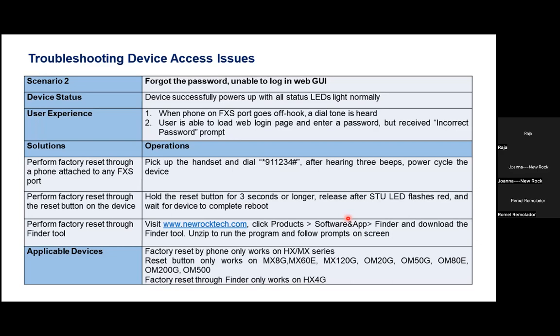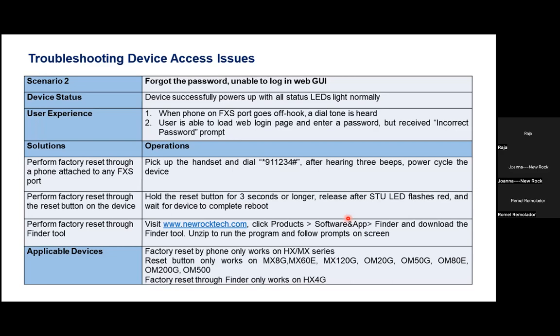So there are three solutions that we offer. First is to perform a factory reset through a phone attached to any of the FXS ports. We need to use a code: you simply dial asterisk 911234 pound sign. Then after hearing the three beeps, you simply power cycle the device. To power cycle, we just have to unplug and replug the power source.